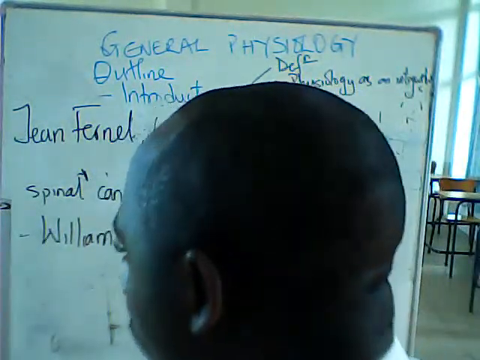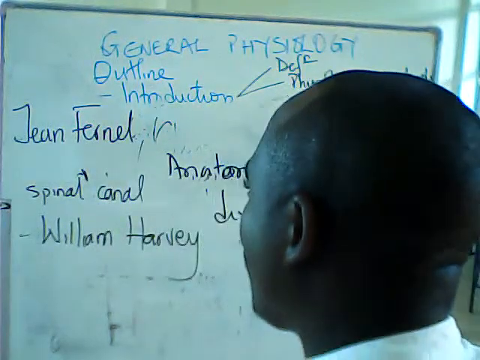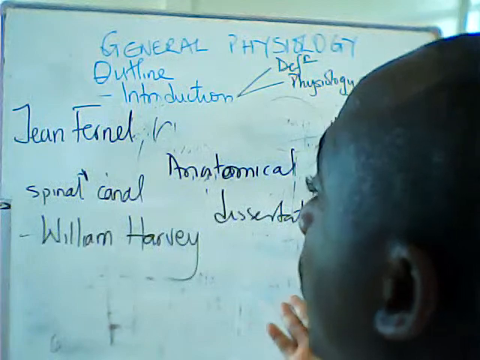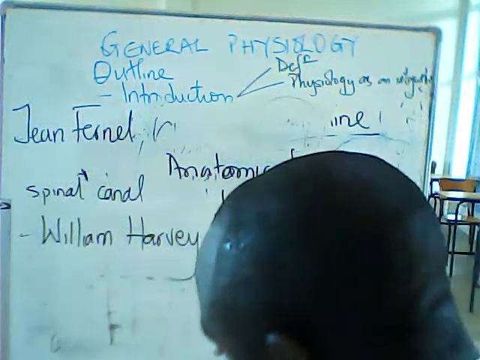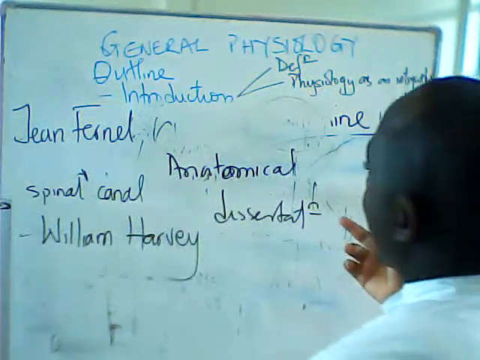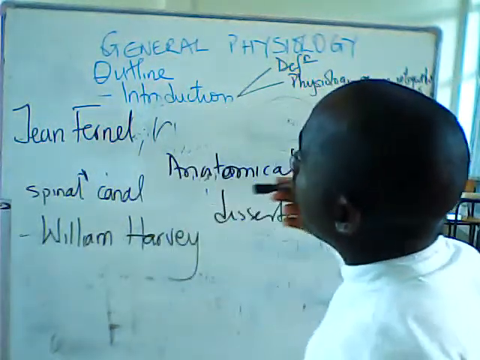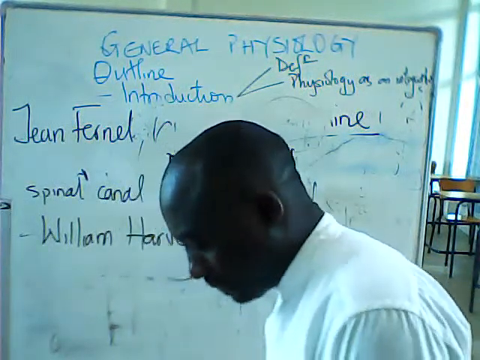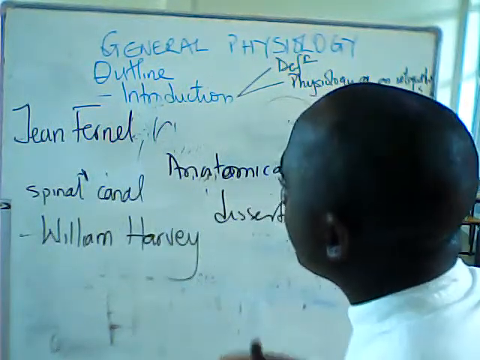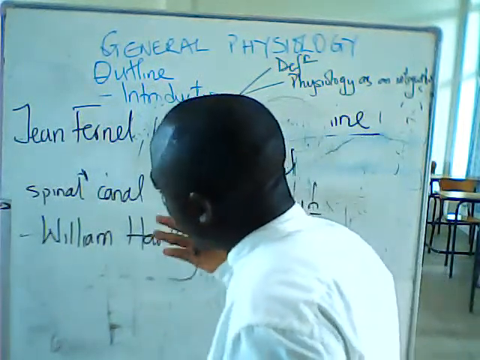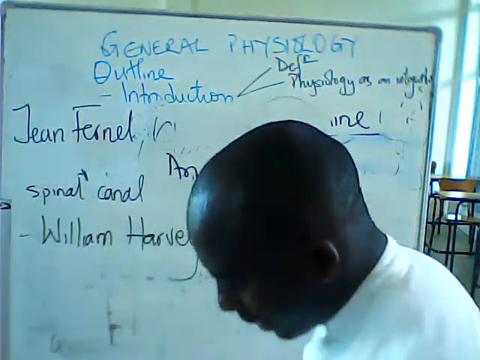Now we are at the level of William Harvey, who made a publication in 1628, of the anatomical dissertation on the movement of the heart and blood. I think he was the first to describe systemic circulation of blood through the brain and the body.